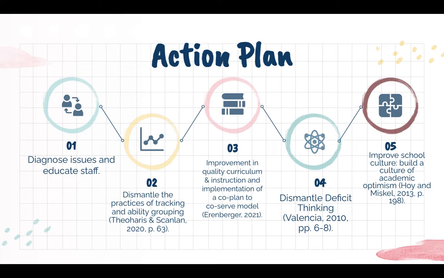As you mentioned in your lecture, Dr. Ehrenberger, if they're not given access to high quality instruction, they're not going to learn at high levels. And so I think one of the first equitable practices that we can do is getting rid of those classes. That connects nicely to my third step, which is an improvement in quality curriculum instruction, as well as an implementation of a co-plan to co-serve model.